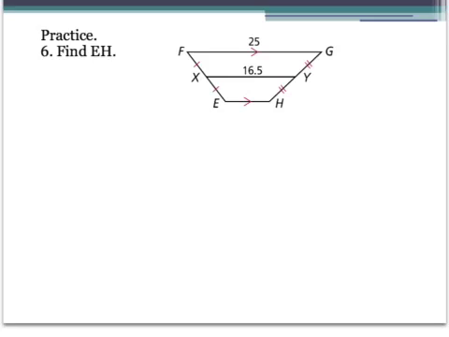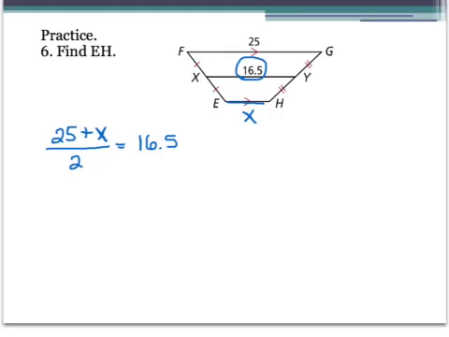Practice problem number 6, it says find the length of EH. Well, taking a look at the picture, EH is not the midsegment. I'm going to call this X. But they do give us the length of the midsegment. So you're going to write your formula as if you're finding the length of the midsegment. Well, how did we get that length? We took 25 plus X, and we always divided that by 2. Remember, we were just finding the average. And the average is 16.5.